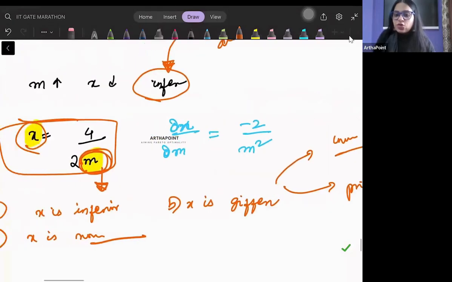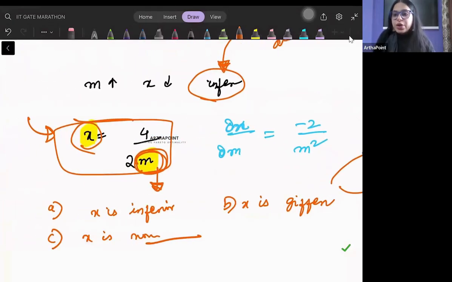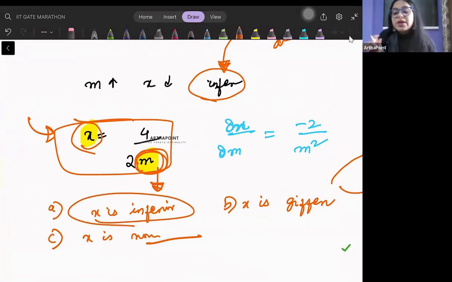But here I cannot mark that X is a Giffen good, because here there is no relationship that I know about the price. And without commenting on the price, I cannot say that this will also be a Giffen good. I can maximum say that this will be an inferior good, but it may still obey the law of demand.